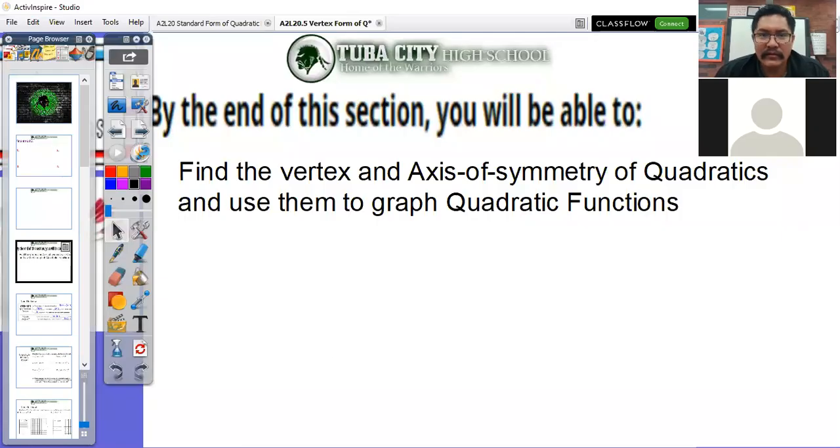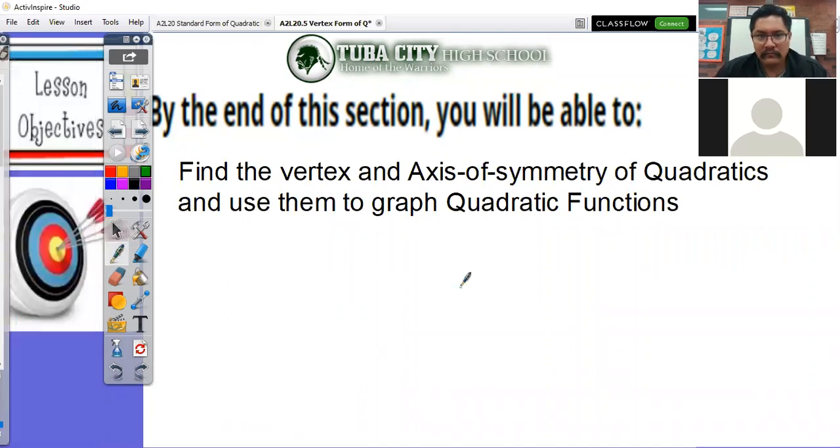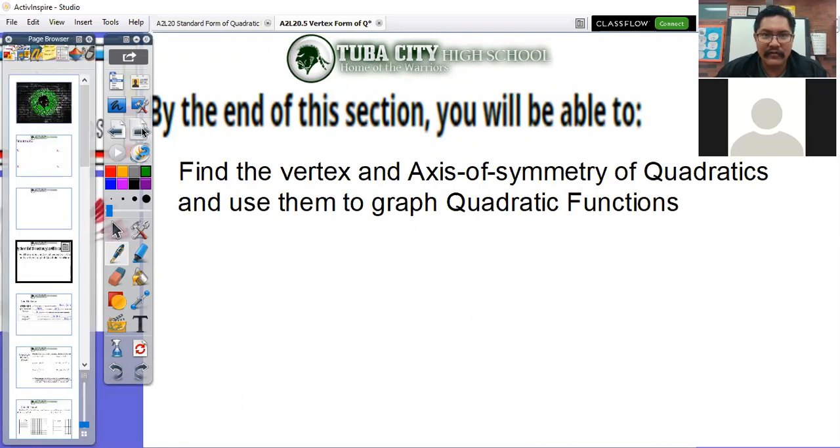Let me go ahead and go here. So what we're going to be doing today is find the vertex and the axis of symmetry of quadratics. So basically the same thing we did last time and the time before that. We're still graphing quadratics, so we still have to make a parabola, and we use the vertex to graph the quadratic function, but this time we're focusing more on the vertex than we did before.